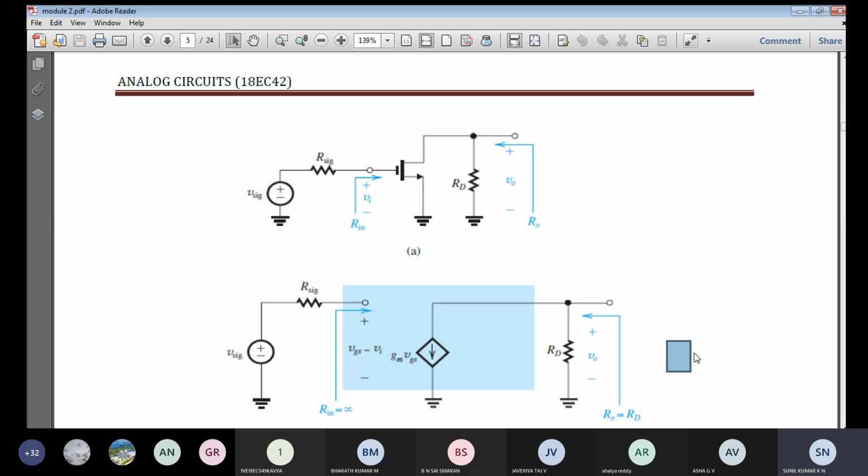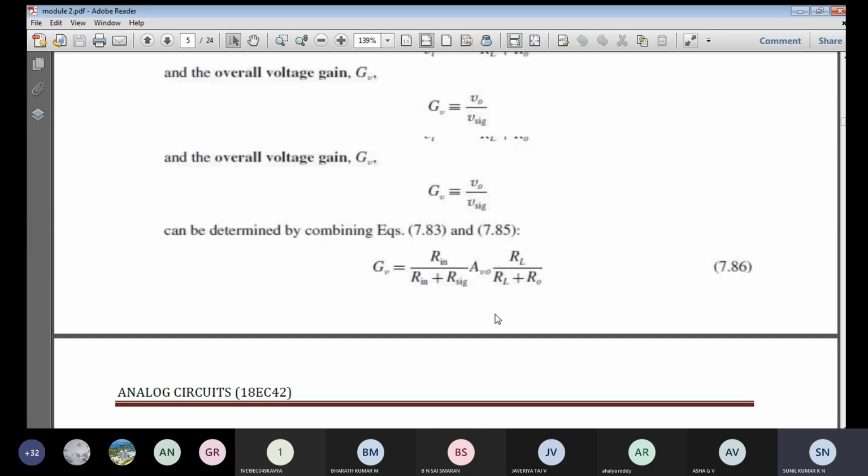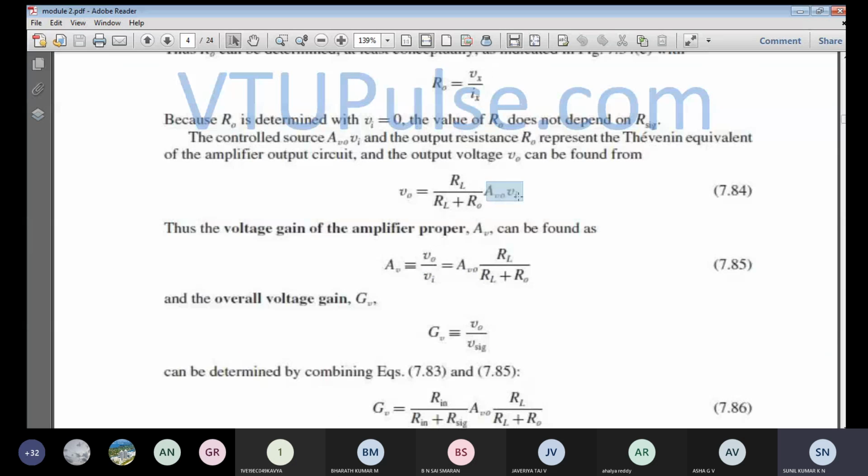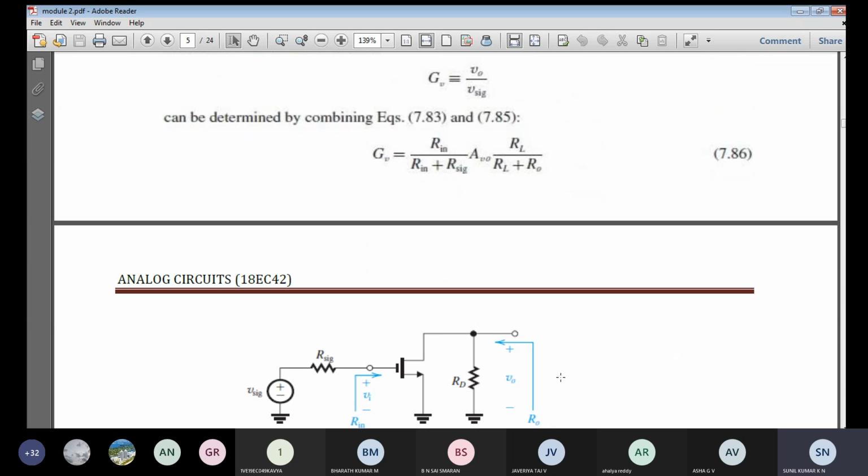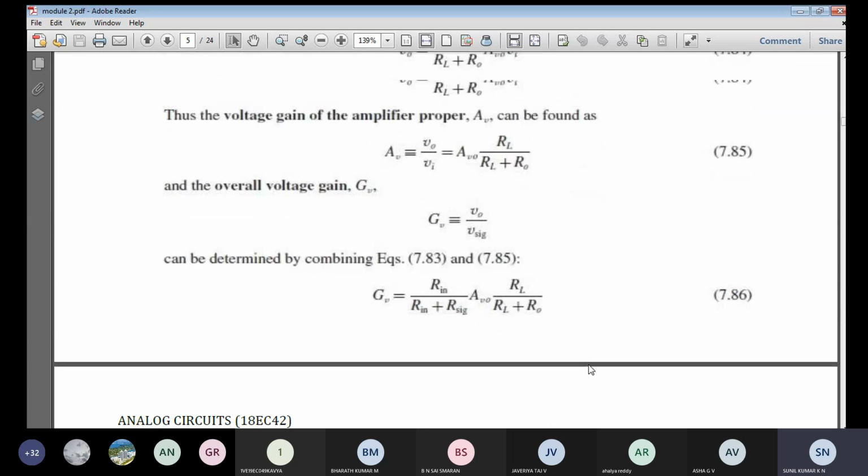So our final output voltage across the load resistance, this output voltage is nothing but the open circuit output voltage. So the open circuit output voltage gets divided across here. So we have this expression: AV naught times Vi is nothing but the output voltage without load resistance. That output voltage is multiplied by RL divided by total RL plus R0. That gives the final output voltage across the load resistance RL. Okay. So next, we need to find out the voltage gain of the amplifier. For the voltage gain of the amplifier, we are going to consider the load resistance.